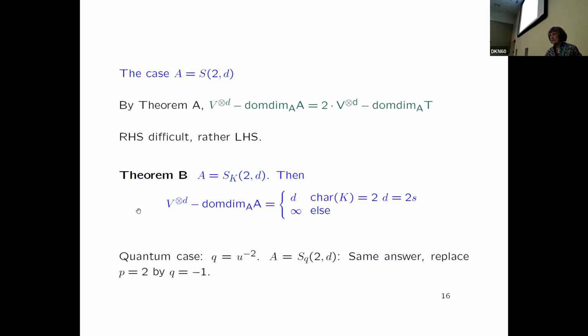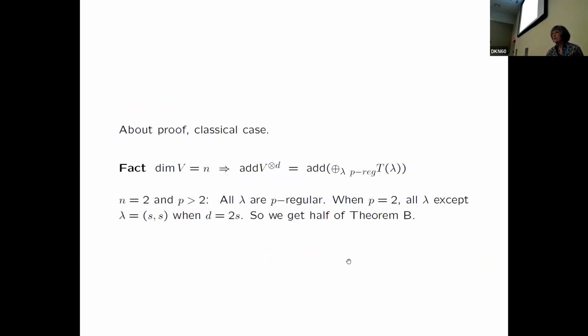And so this is either D, the same D as here, if the characteristic is 2 and D is even, but otherwise it's infinite. And there's also a q-analog. So if q is something like that, then we get the same answer, but characteristic 2 is replaced by q equals -1. So it's the same answer. So the rest of the time I wanted to explain how you prove that, and perhaps you'll also see why it might be difficult to do this in general.